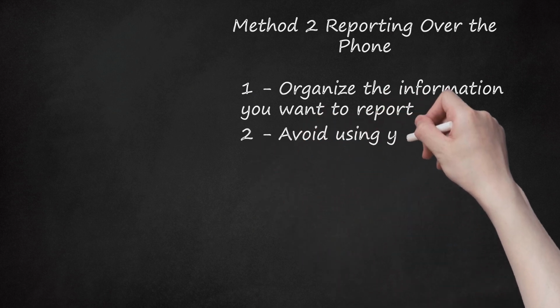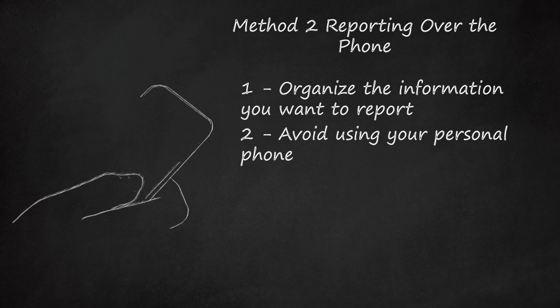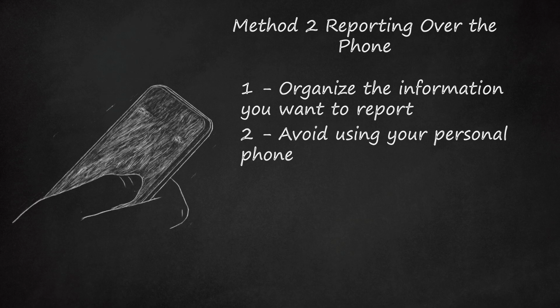2. Avoid using your personal phone. If you truly want to remain anonymous, use a public telephone or a different number that can't be traced back to you. Otherwise, your identity may be revealed by simple caller ID. You might want to look at getting a virtual phone number online, or using an app that will provide you with a virtual number that isn't connected to your personal number.